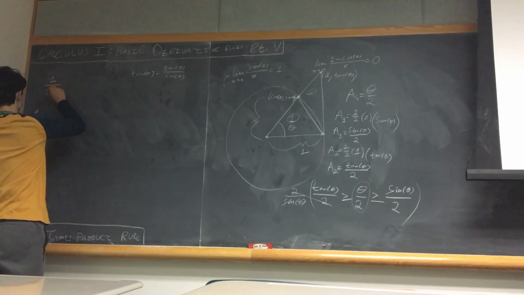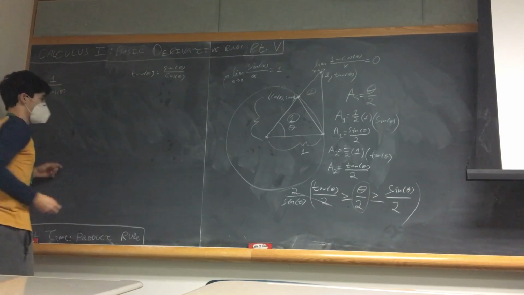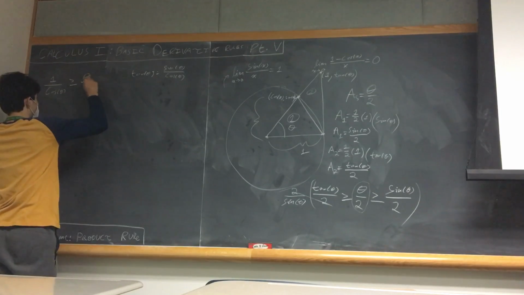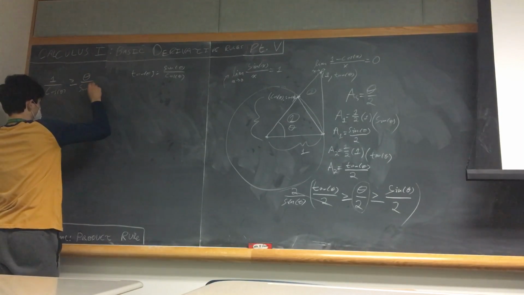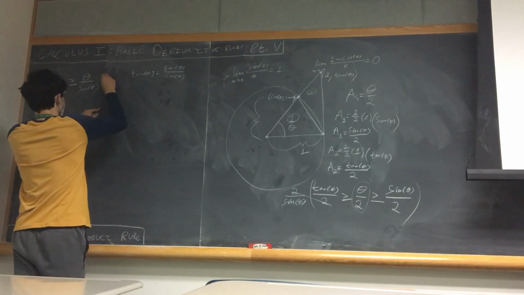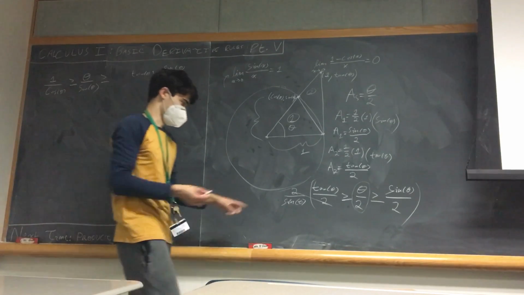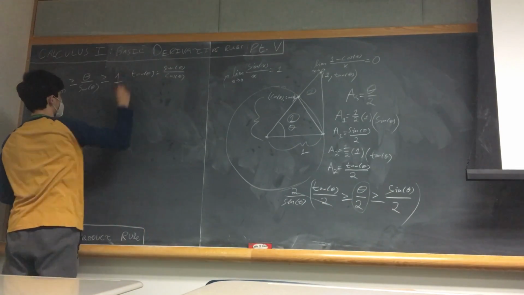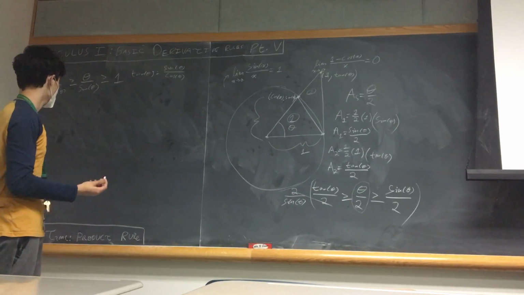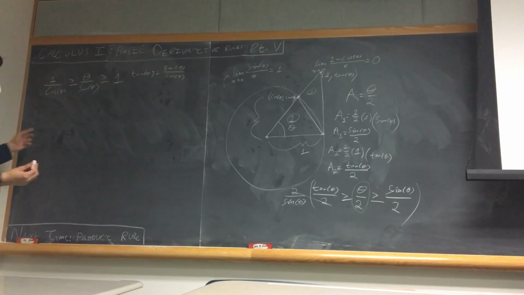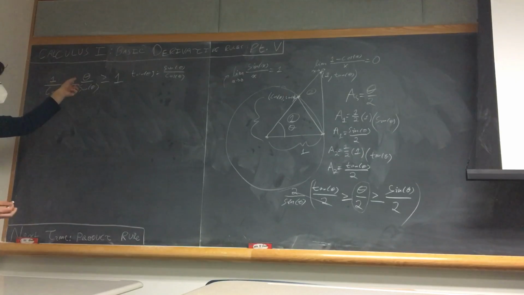So we have 1 over cosine of theta is greater than or equal to theta over sine of theta, which is greater than or equal to, in this case, 2 over sine theta times sine theta over 2, which is just 1. So now we can take the reciprocal, but when we take the reciprocal, we have to flip the greater than or equal to signs.